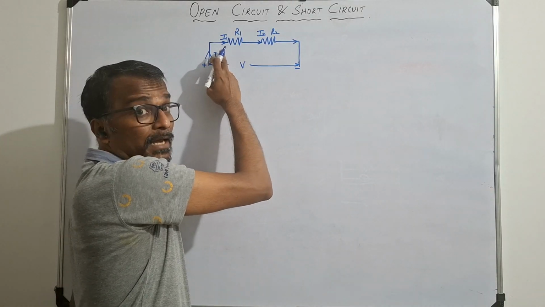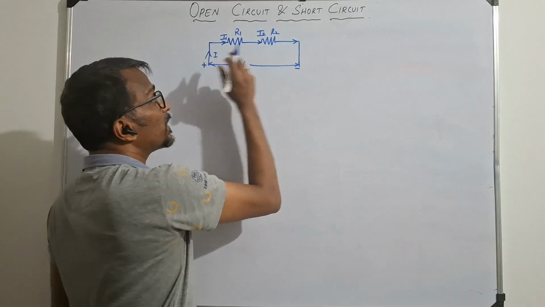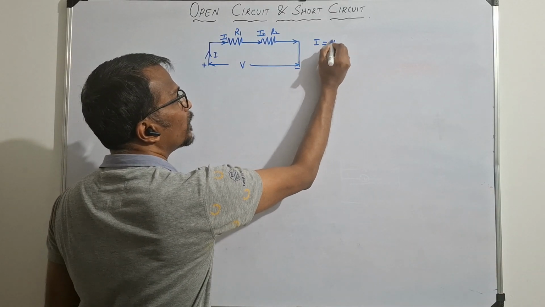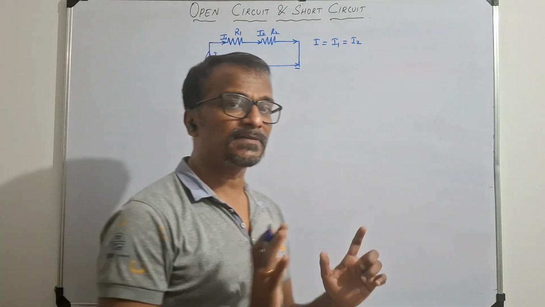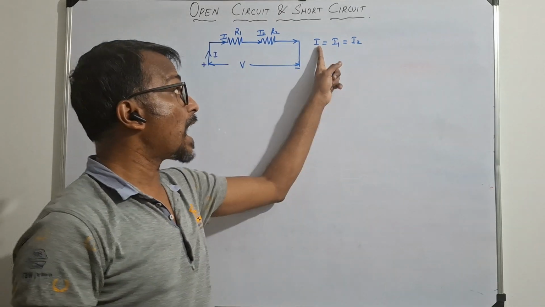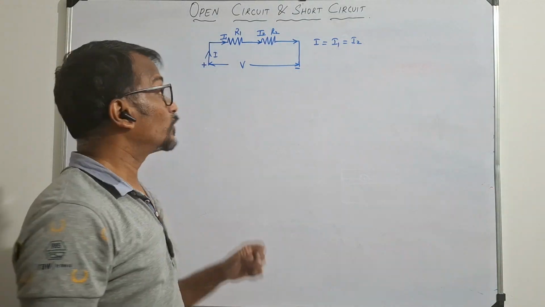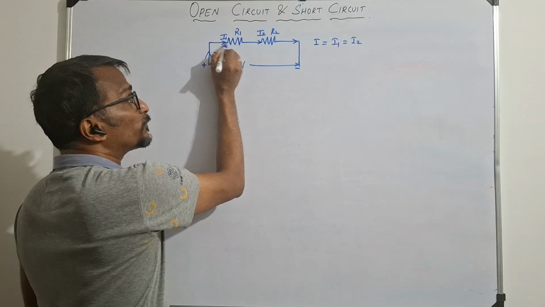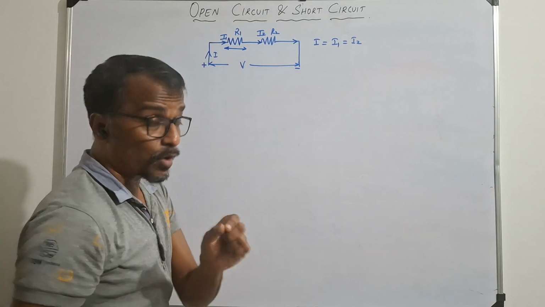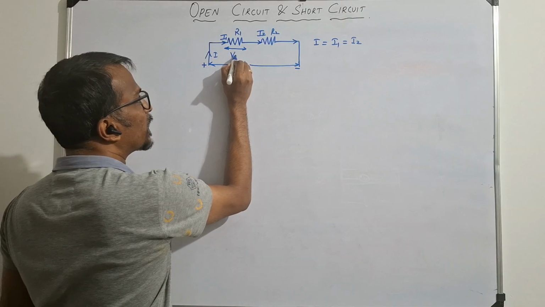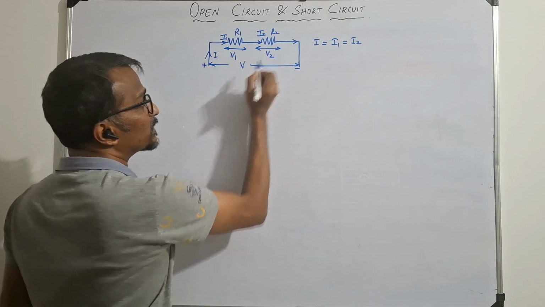All the current flows through this and comes back. So in this case, I is equal to I1 and equal to I2. All three currents are the same: total current I is equal to I1, that is equal to I2. At the same time, as the current flows through each resistance, there will be some voltage drop. That voltage drop I will write as V1, and the voltage drop across the second resistance is V2.